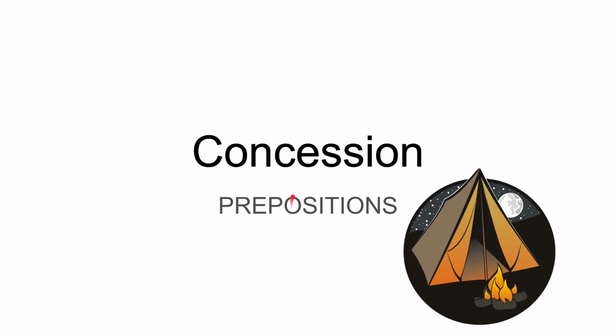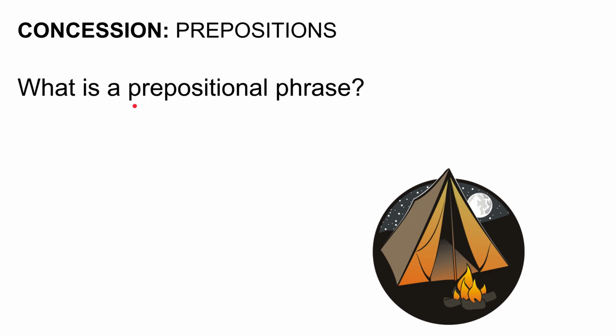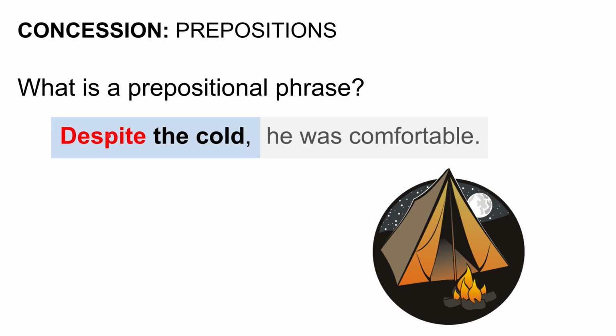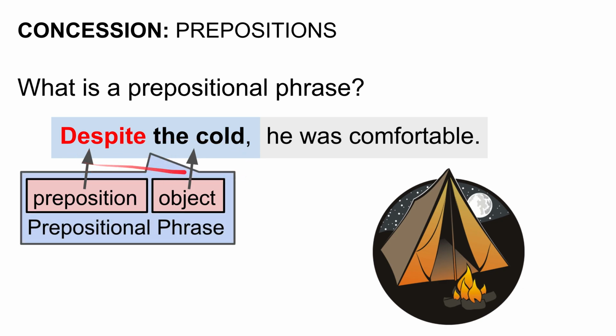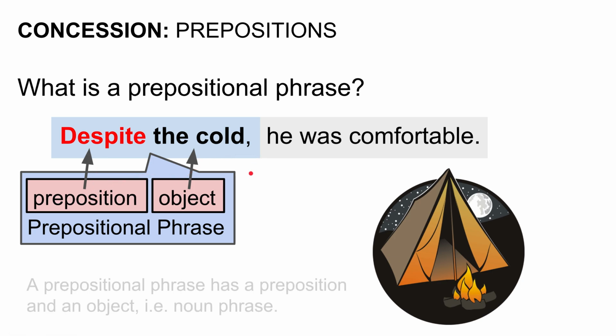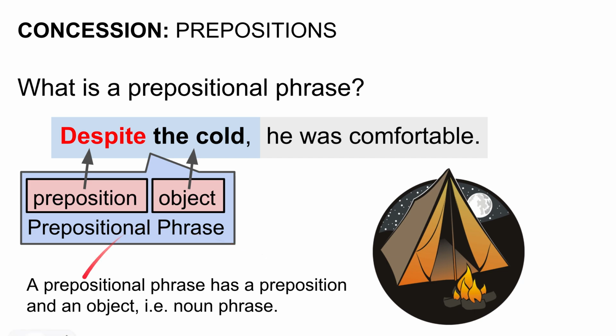Moving forward, let's look at prepositions of concession. Before we start, let's review quickly what a prepositional phrase is. Prepositional phrase: despite the cold, he was comfortable. Here's the preposition, despite, the object, the cold, and all of this, despite the cold, is a prepositional phrase. So basically, a prepositional phrase has a preposition and an object, such as a noun phrase. Some examples of prepositions that you may have studied: in, on, at, from. All of those are prepositions and they accept an object, which is a noun.